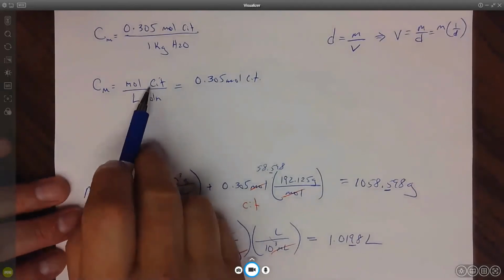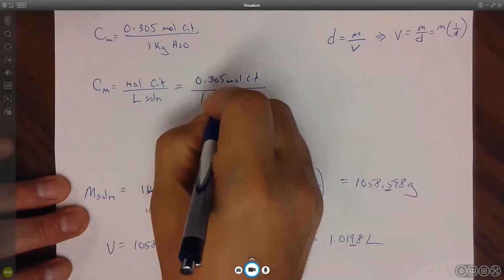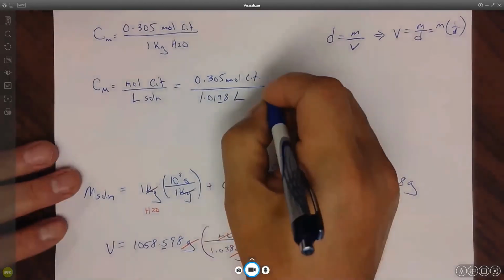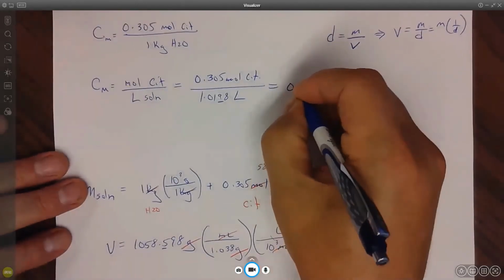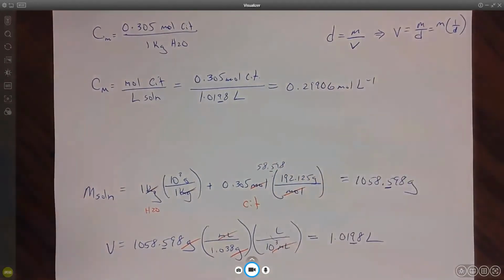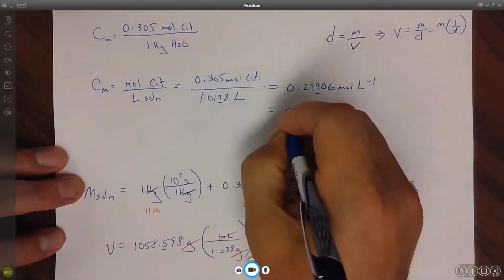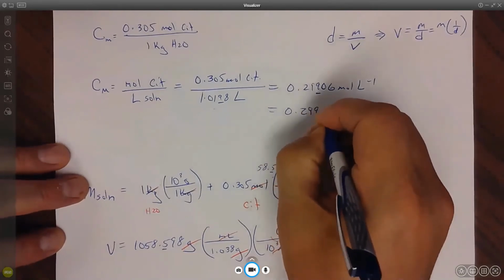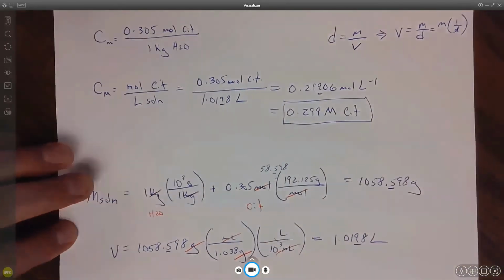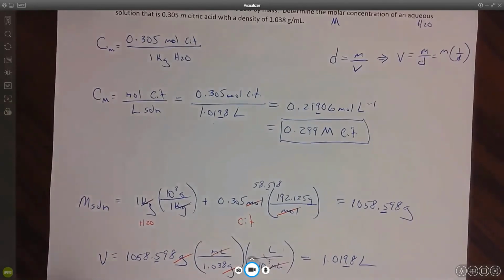So now I have my moles already, now I have my liters. Excuse me, plug that into your calculator, and you get 0.29906 moles per liter. 3 sig figs, 4 sig figs, so this is only 3. So your final answer would be 0.299 molar citric acid. And there would be your final answer. Any questions about any of that good stuff?